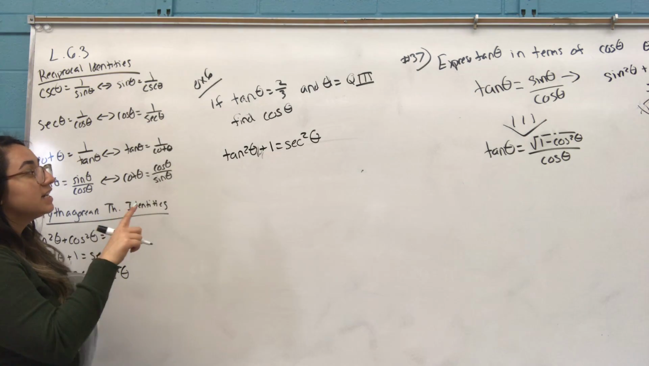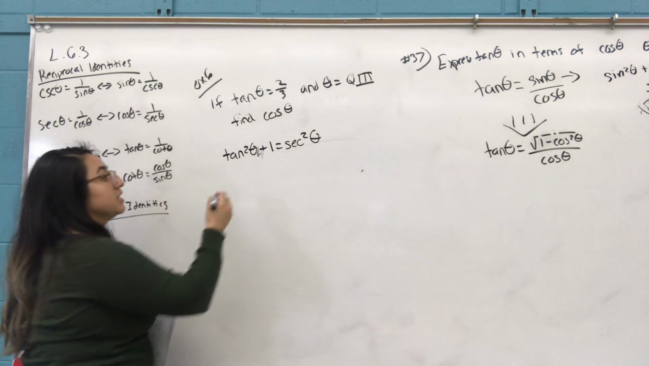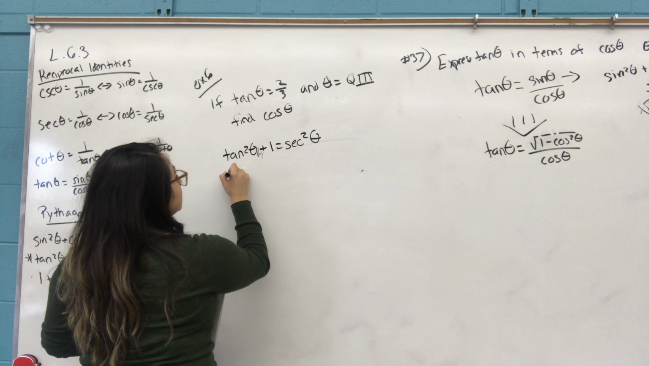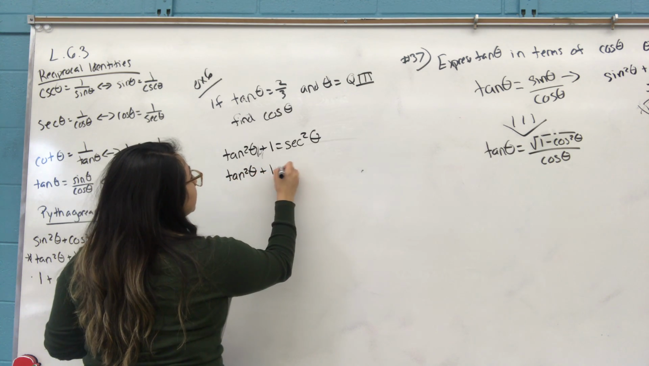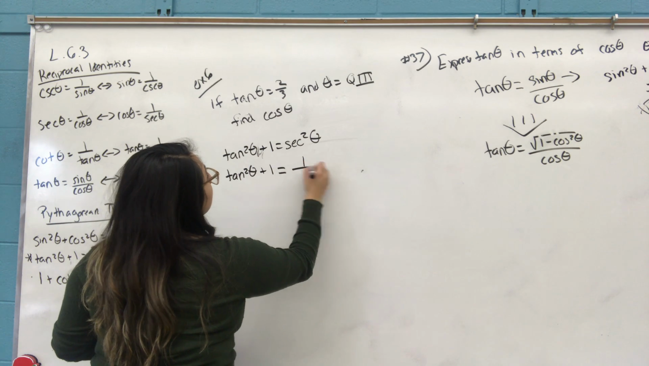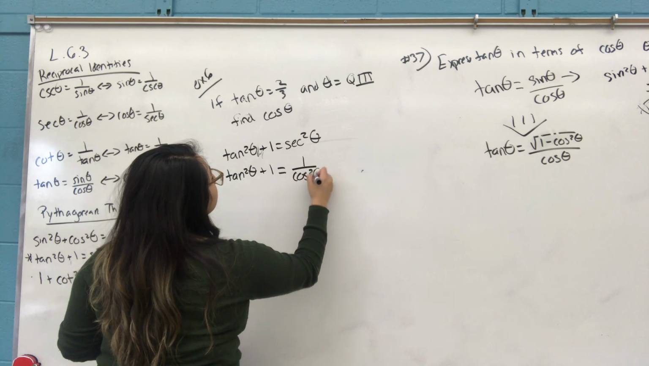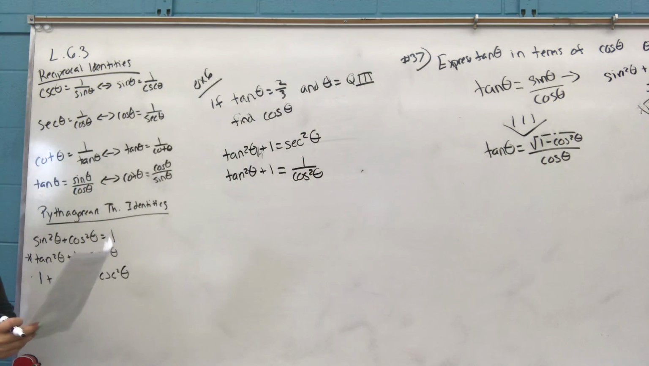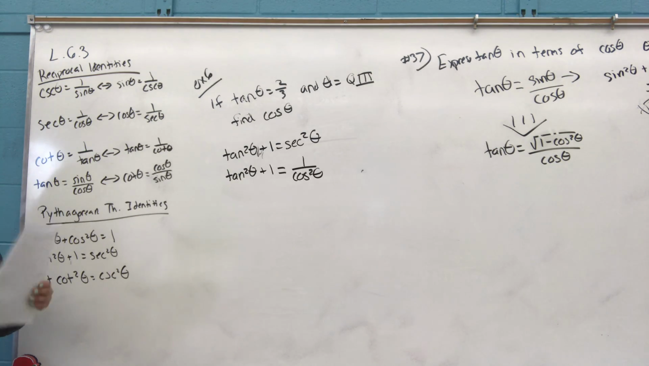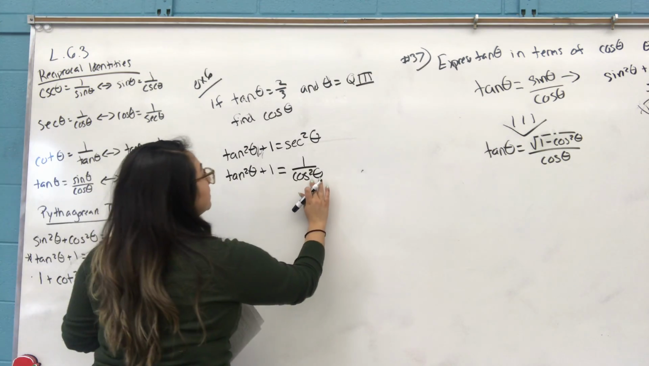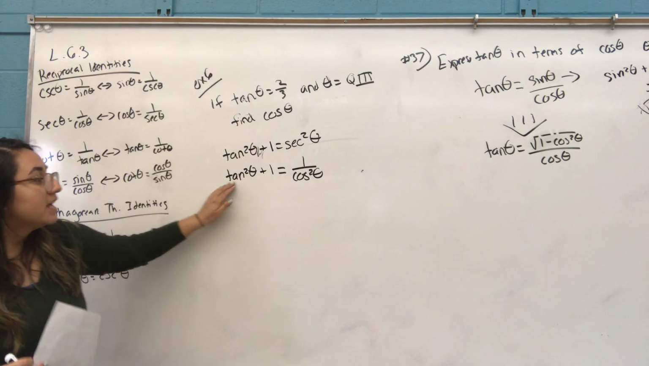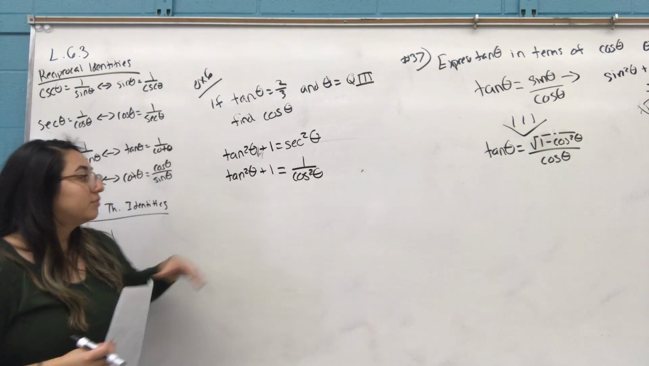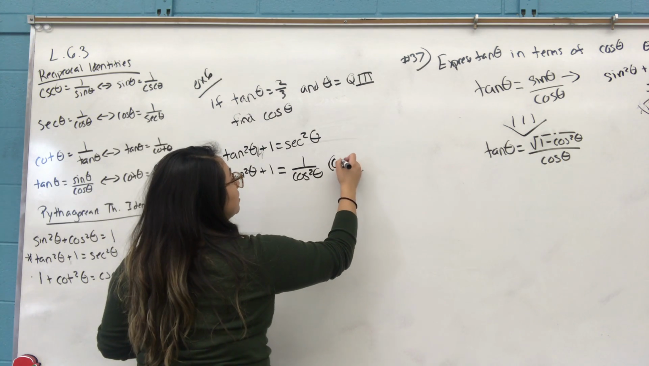We know that secant is a reciprocal function of cosine. So we have tangent squared plus 1 is equal to 1 over cosine squared. So we know it's equal to that. Now we can go ahead and solve for it. So here, cosine is not by itself. We can get cosine by itself by moving it.